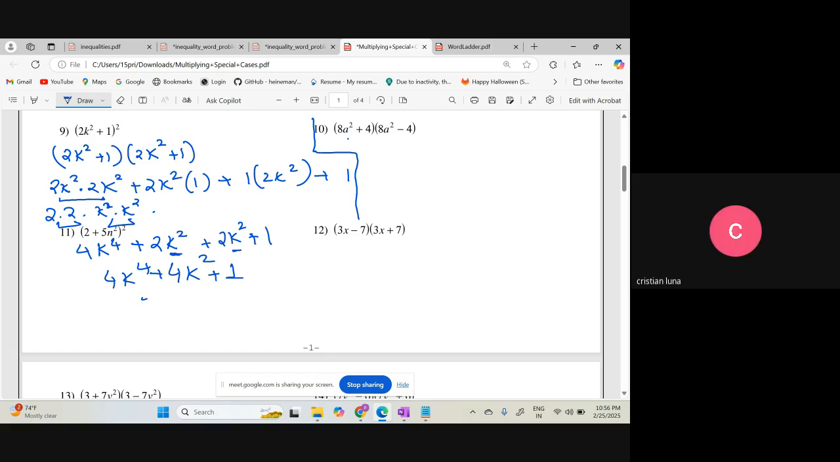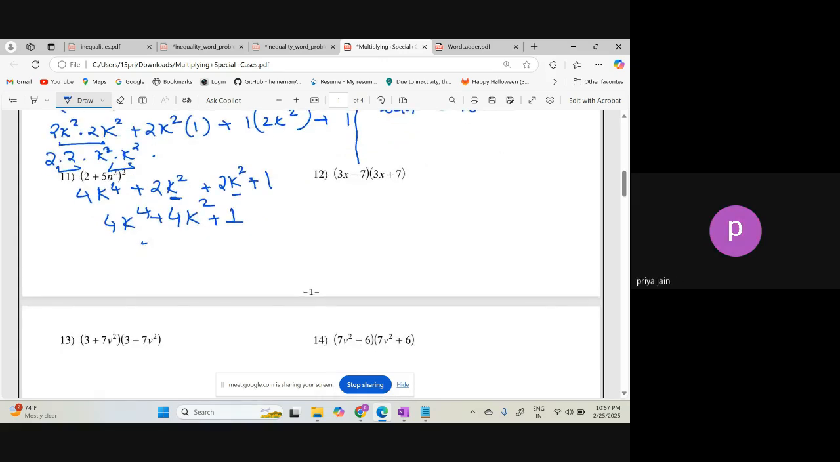Yes. So my final answer for number 10 is 64a to the fourth power minus 16. That's correct. Yes. Thank you, Priya. Nice. You're the best math teacher ever. All right. Okay, nice. Let's do the 11th one.